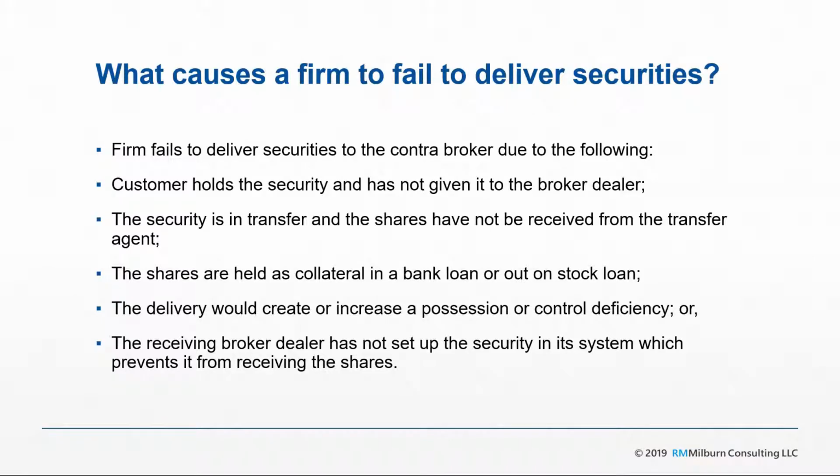So what causes a firm to fail to deliver securities? Well, this can occur when the customer holds the security and hasn't given it to the broker-dealer. The security is in transfer and the shares have not been received from the transfer agent. This usually occurs when the security is either paper or it's a unique security that is dependent upon having the name of the customer on the security. The shares are held as collateral in a bank loan or they're out on stock loan. There might be a recall that's already occurred. The firm has not yet received the shares. Any type of delivery that would create or increase a possession or control deficiency, or in some instances when the receiving broker-dealer has not set up the security in its system, which prevents it from receiving the shares.